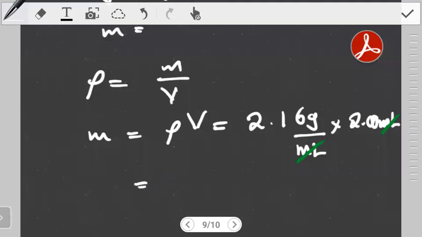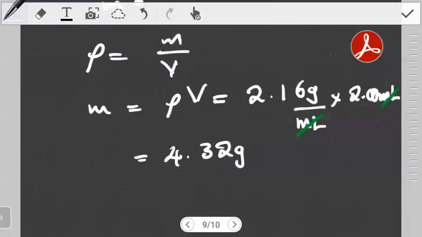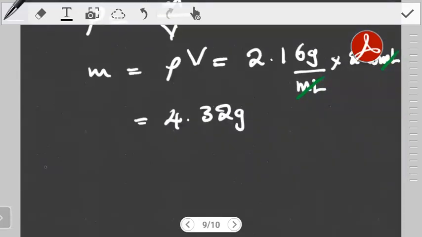So when I multiply here, the final answer is going to come out as 4.32 grams. But the question wants the mass, yes, but not in grams, in milligrams. So now we want to convert our mass from grams to milligrams. All we have to do here is remember the relationship between a gram and a milli. Milli means 10 to the power negative 3.